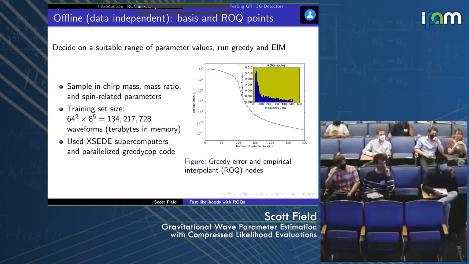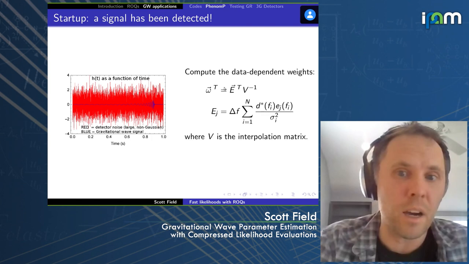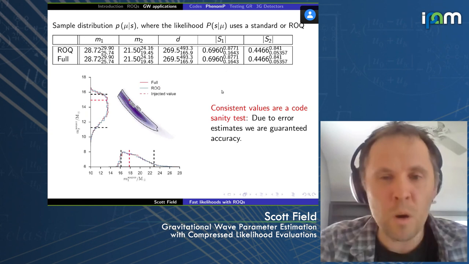Okay, so I'm going to skip this step because I think I'm running short on time. Basically, the idea is a signal comes in, we have our basis functions, so we can compute our data-dependent weights, and we can go about doing a full end-to-end PE run.